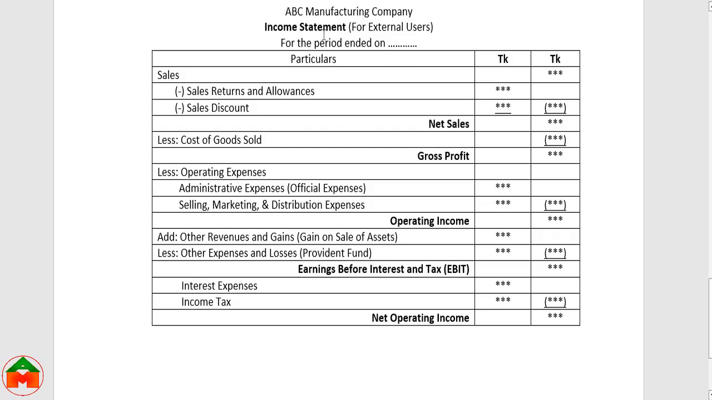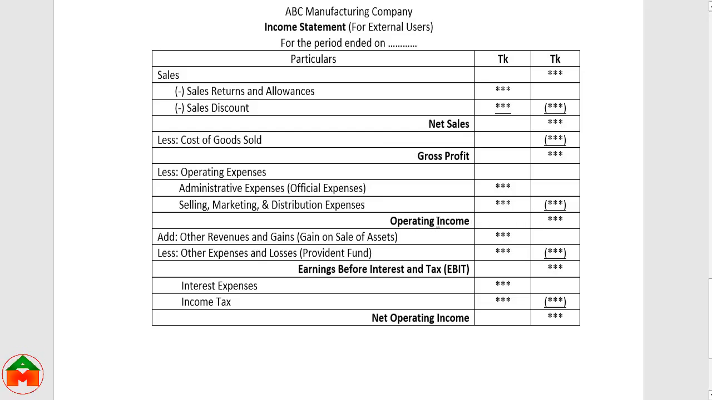I am repeating, this income statement is presented for the external users, and from the gross profit you have to deduct all the operating expenses. What are the operating expenses? The expenses incurred for running the operation of the business. You can see administrative expense, I mean the official expenses, as well as selling, marketing and distribution expense. These are part of operating expenses. If you deduct all the operating expenses from the gross profit you get the operating income.